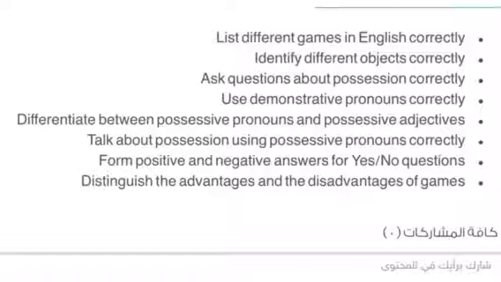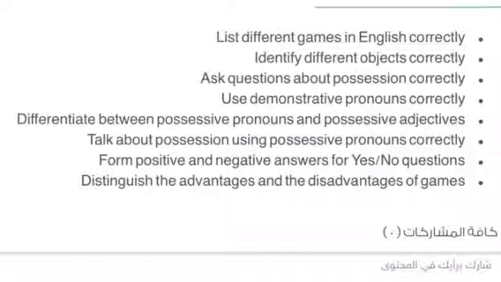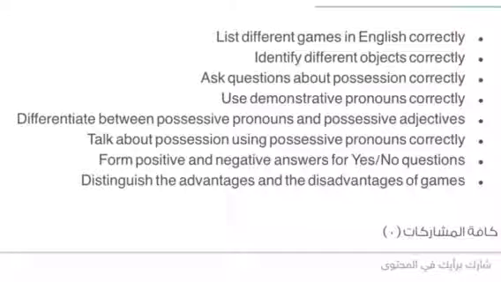Number 4, use demonstrative pronouns correctly. Demonstrative pronouns we have for singular and for plural, 2 for singular, 2 for plural. For the singular, we have near, in front of your face, something that's near. Singular means one, like an apple. For example, you're going to say this is an apple. If it's far away, you're going to say that is an apple.